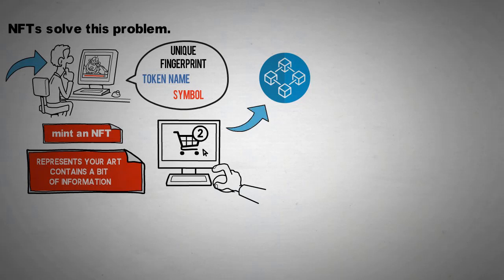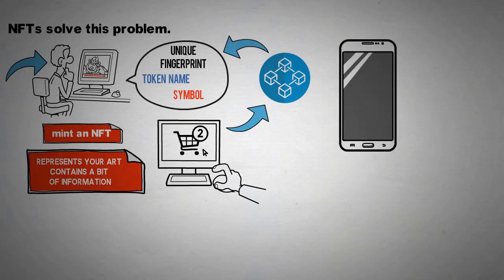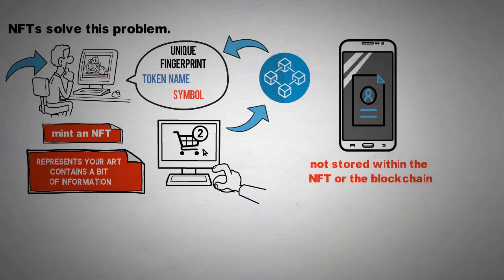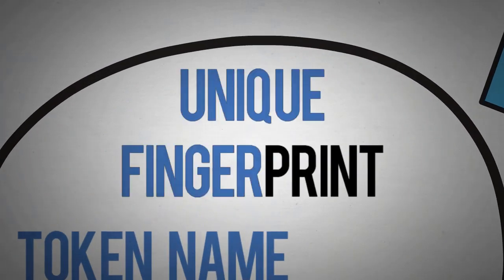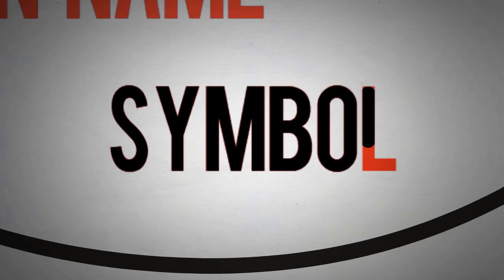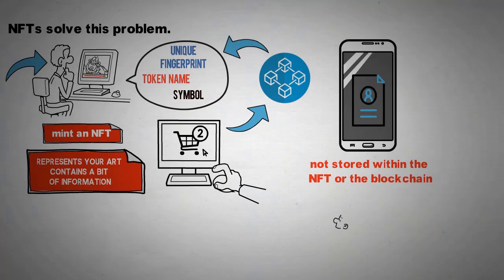The blockchain makes sure that this information can never be tampered with. It also allows you to track who's the current owner of a token and for how much it has been sold in the past. It's important to note that the artwork itself is not stored within the NFT or the blockchain, only its attributes such as the fingerprint or hash of the file, a token name and symbol, and optionally a link to a file hosted on IPFS. More about that in this video here.